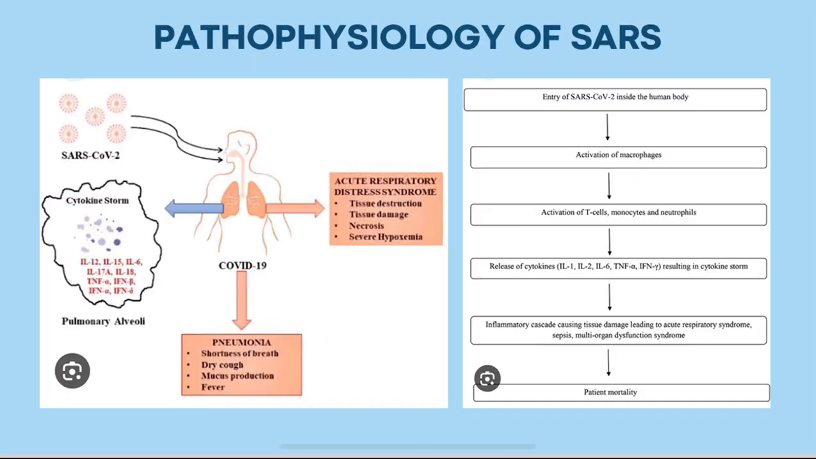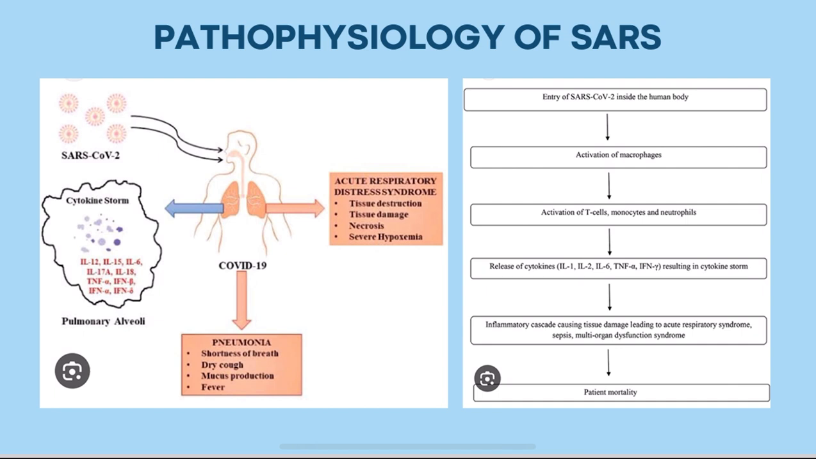Okay. Moving further to the pathophysiology of SARS. Entry of the SARS coronavirus inside the human body. Now we are going to discuss what is actually happening in the body of a person who is infected with SARS. First, the coronavirus enters into the human body and there is activation of the macrophages. So what are these macrophages? Macrophages are the phagocytic cells which play a key role in inflammation.